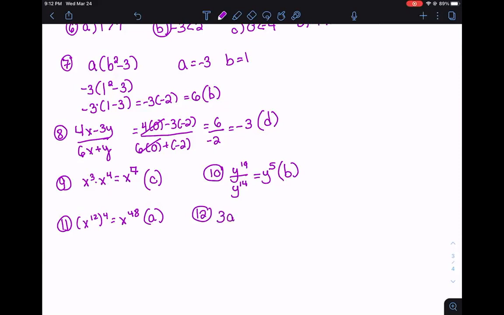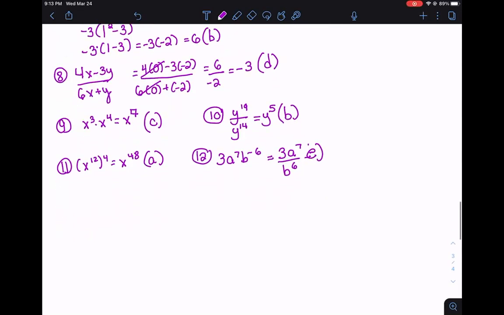12, 3, a to the 7, and b to the -6. So again, in order for something to be considered simplified, you don't want to have any negative exponents. So the b to the 6 will simply flip to the bottom. That's going to be choice, I think it's E. That looks like that's right, E. Okay. 13. So we're about halfway through the review.